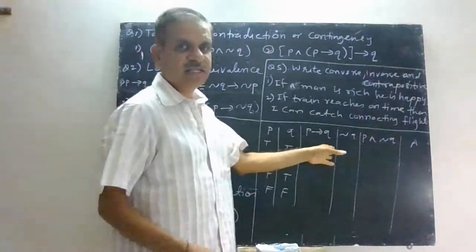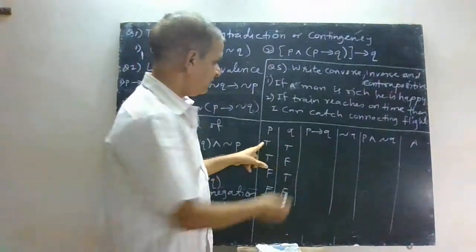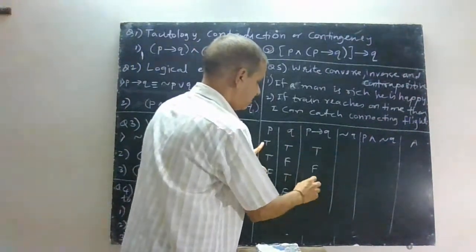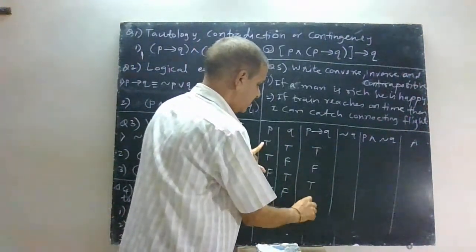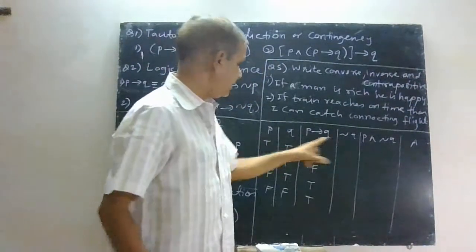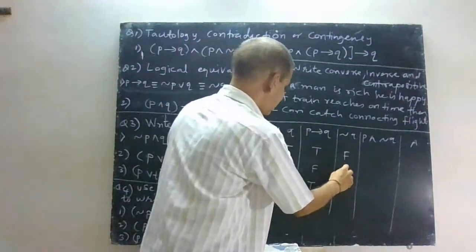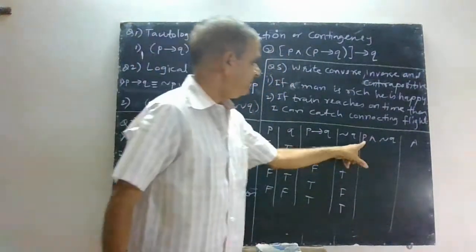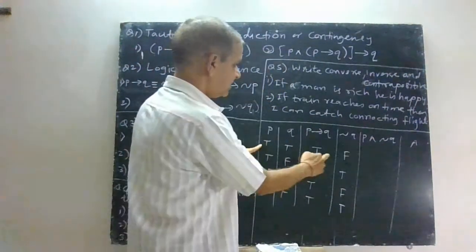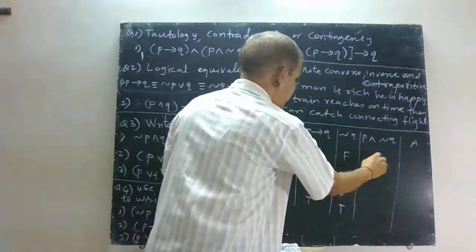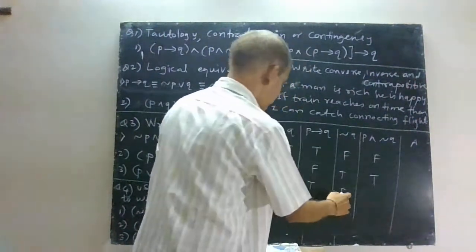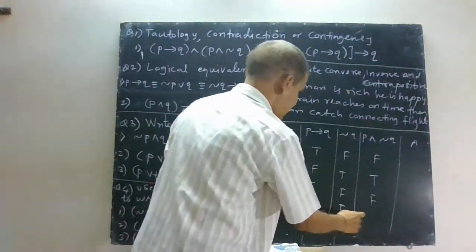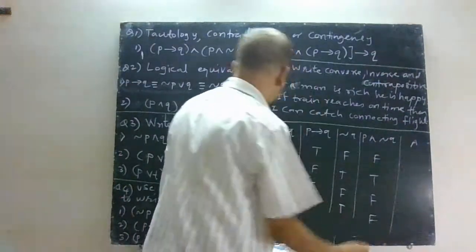Now it is P implies Q. Now you are familiar with that one. It is T, F, T, T. The negation of Q is F, T, F, T. Then P and negation of Q, that means this and this. It is false, it is true, it is false, and it is false.